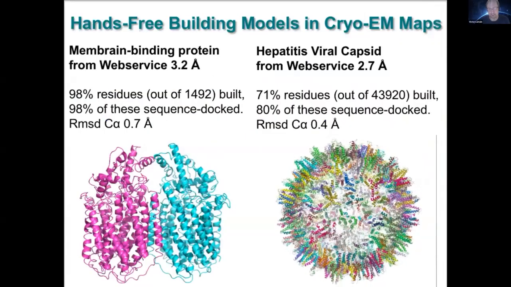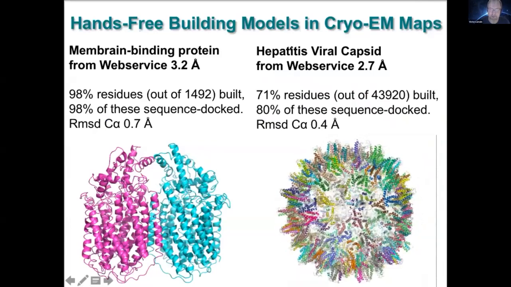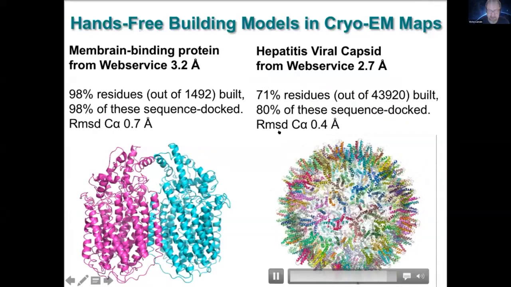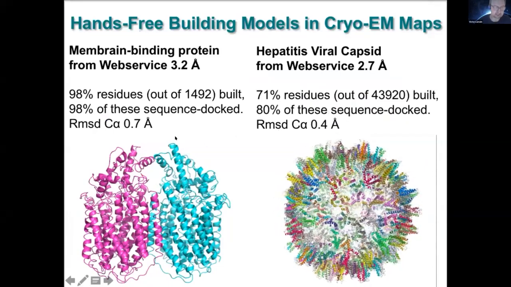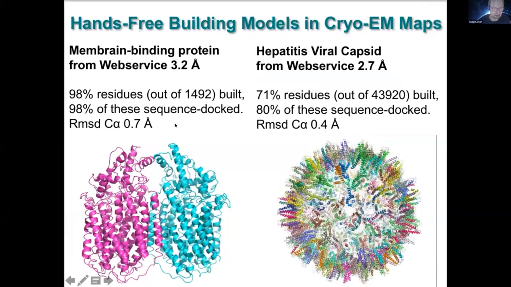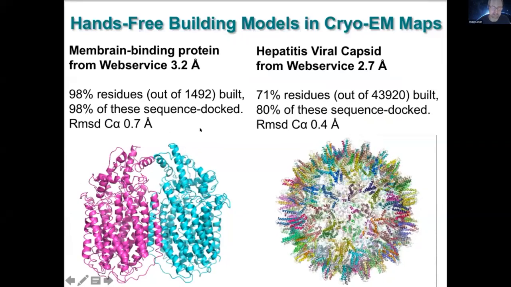These are 2 more examples. They are from the web service, the viral capsid. Not all of it, but 70% of residues were automatically built with pretty good accuracy, and also a membrane binding protein was built almost completely, also at a resolution just worse than 3 angstrom.